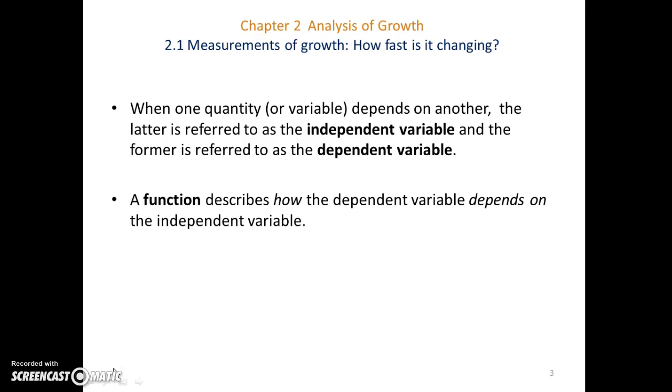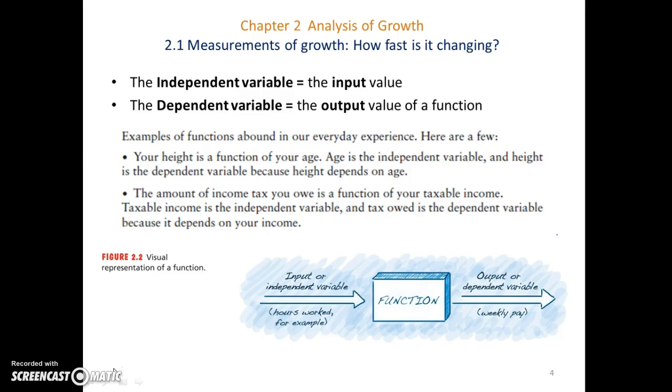When one quantity or variable depends on another, the latter is referred to as the independent variable, and the former is referred to as the dependent variable. A function describes how the dependent variable depends on the independent variable. So we can say that the independent variable is the input variable, and the dependent variable is the output variable.